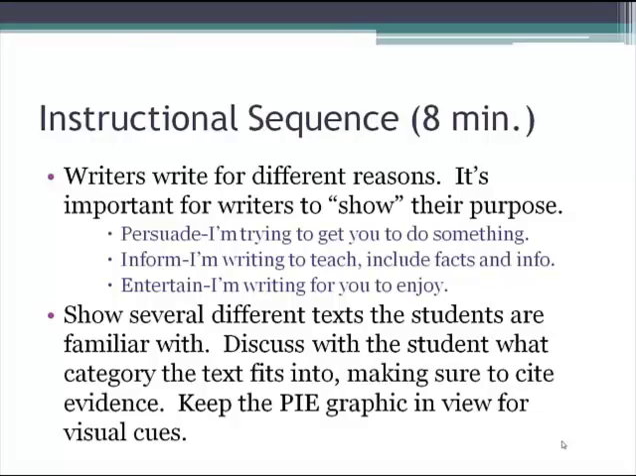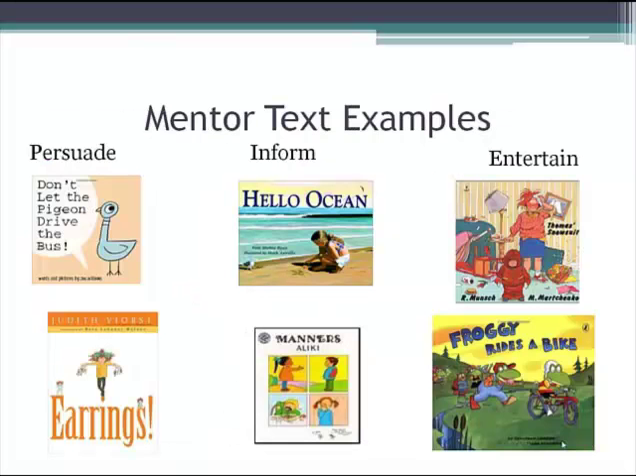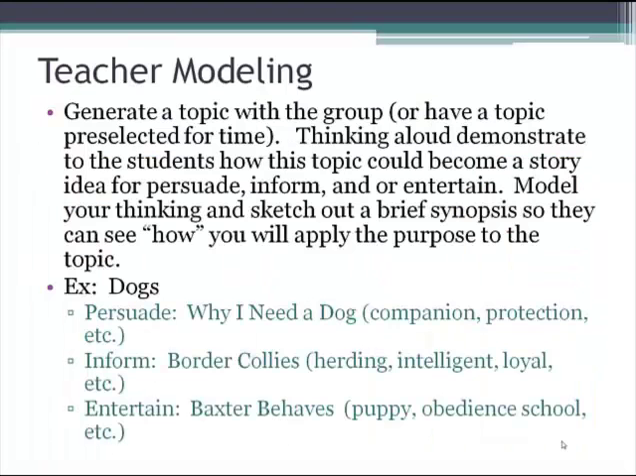Show several different familiar mentor texts to the students. Model your thinking with the students as you decide what category the text fits into, and make sure you cite specific evidence from the text as to why you are placing that text in that category. Keep the PIE graphic in view for a visual cue. Here are some mentor text examples for each of the three categories that we are discussing in this lesson. Next, we'll move into teacher modeling.